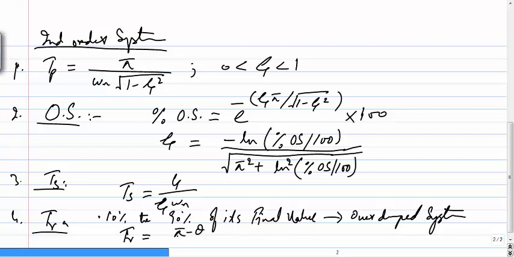If we look at the formula, it becomes pi minus theta divided by omega d, or in other words, where theta is equal to tan inverse of omega n under root 1 minus zeta square divided by... let me write this formula on the next page, it's better.